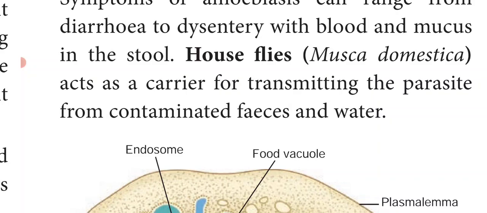It acts as a carrier for transmitting the parasite from contaminated feces and water. So, the houseflies mainly transmit the parasite from contaminated feces and water.